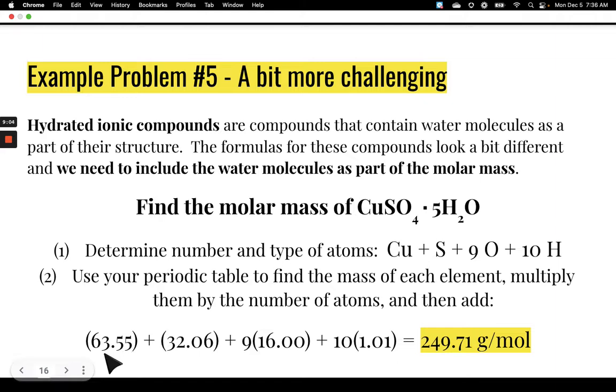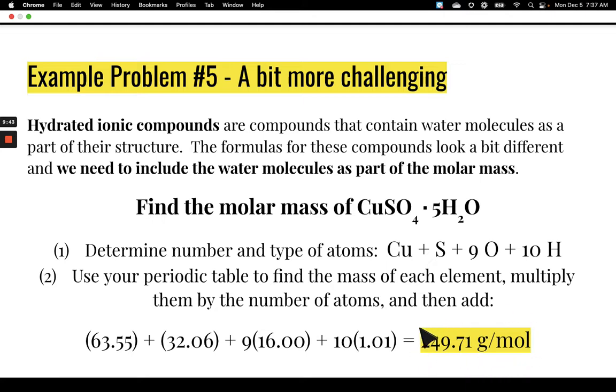So for this one, 63.55 is the copper. Sulfur is 32.06. In the case of oxygen, we have 4 here and 5 here. So that's 9 oxygens, okay? 16 times 9. Again, 4 from this formula, and since we have 5 waters, we have 5 oxygens. So that would be 9. And then 5 times 2, because we have 5 waters, that would be 10 hydrogens. And that would give you 10 times the molar mass of hydrogen atoms. You add those all together, 249.71.